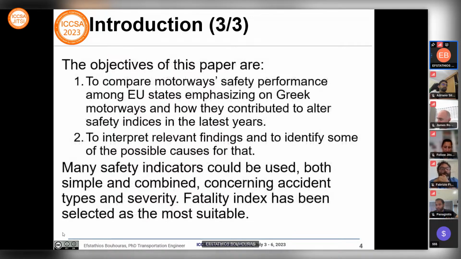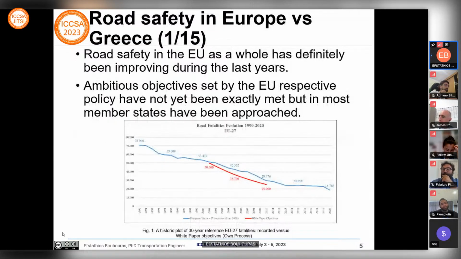Now, why did we do this paper? We thought we should compare motorway safety performance among EU member states, emphasizing Greece, then interpret the relevant findings and identify some of the possible causes. It's not easy to do that, but we tried. Among the safety indicators that could be used, our team concluded that the best for our paper would be the fatality index. This is why we used it, and we analyzed our approach through this indicator.